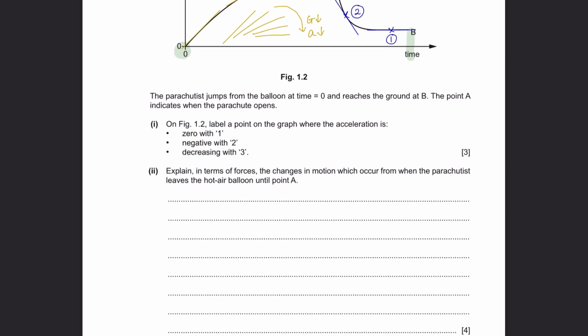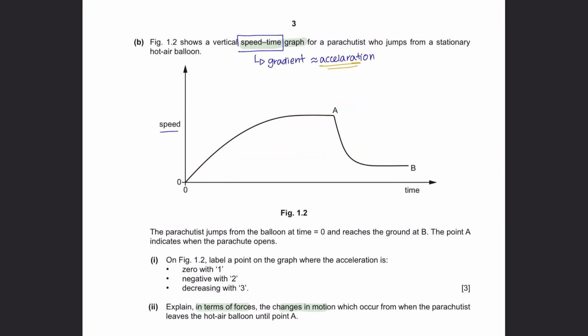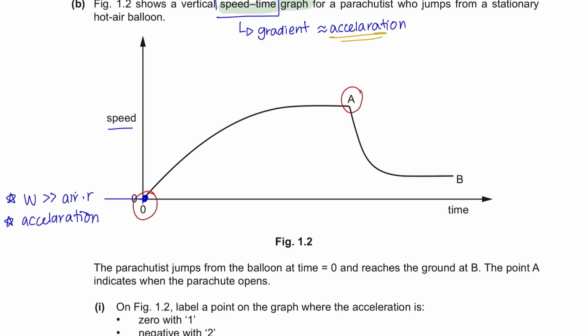Part 2. Explain in terms of forces the changes in motion which occur from when the parachutist leaves the hot air balloon until point A. So the parachutist leaves the balloon at this point, and until point A is the point where the parachute opens. When the parachutist jumps at this point, the weight of the parachutist is greater than the air resistance, so there will be an acceleration. And as the speed of the parachutist increases, the air resistance increases as well. So now the acceleration would slow down.